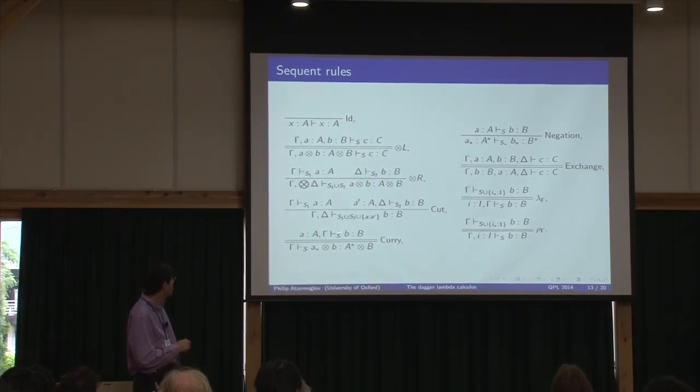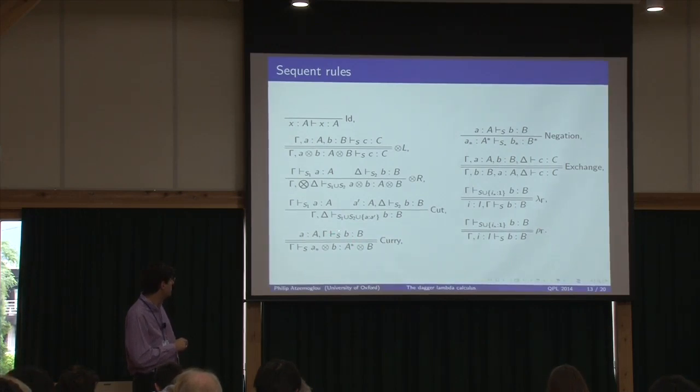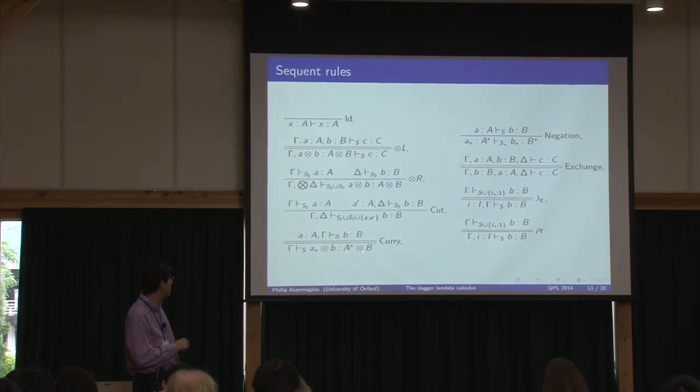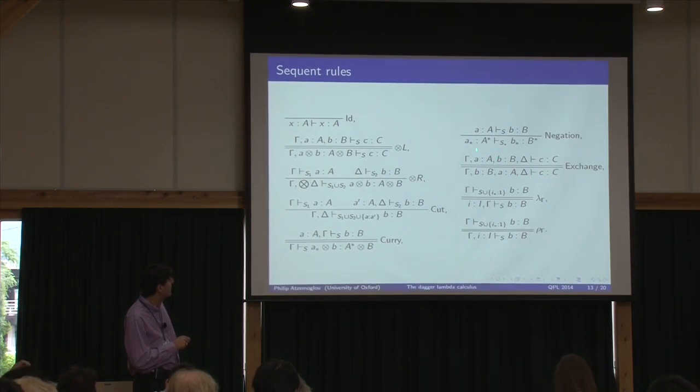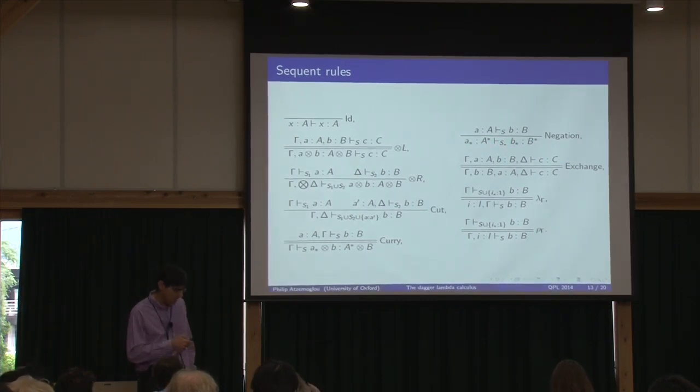This is a currying rule. The fact that it has two lines means that it's reversible. So you can go from something of this form to something of this form, or you can also go backwards. And then there's a negation rule, which applies star on this, star on that, and also on the soup.